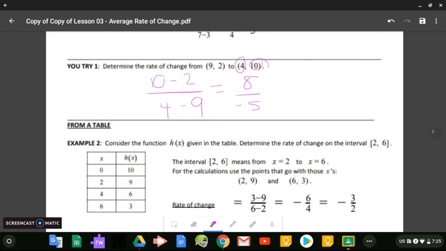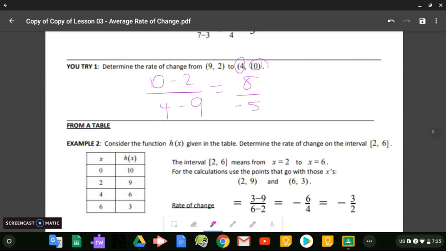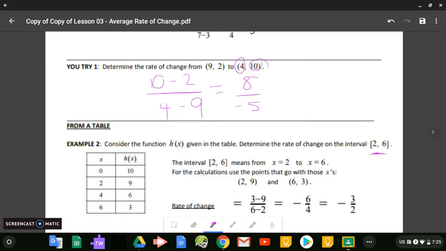The other method that we could use to take rate of change is instead of giving us 2 coordinates, they might ask us to look at a table for a function. So they say consider the function h of x in the table. They want the rate of change from 2 to 6. So the points that we're interested in are 2, 9 and 6, 3. So I pulled that straight from the table, and then this is going to work just like the first example. So you're going to take the difference between your y's and your x's, and then you reduce the fraction. So I'd like you to turn the page, and I want you to try the next example for me.